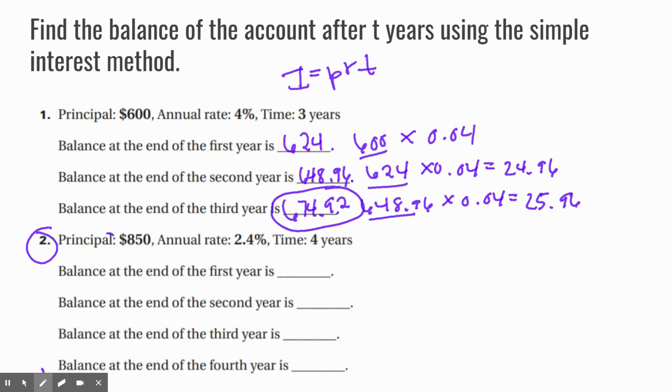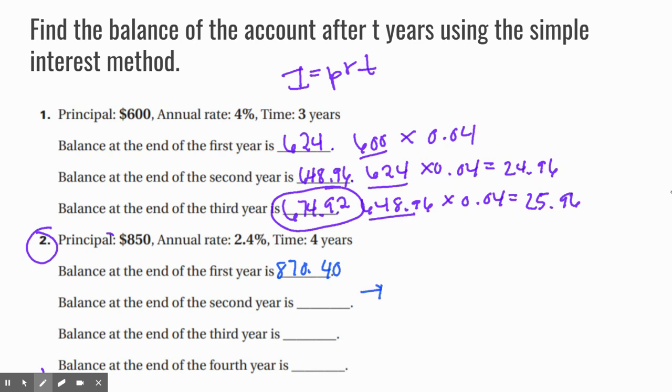So all you're doing is 850 times that rate, 0.024. So you get $20.40. So then you add that to 850. So for this one, it should be $870.40. This is my new balance.